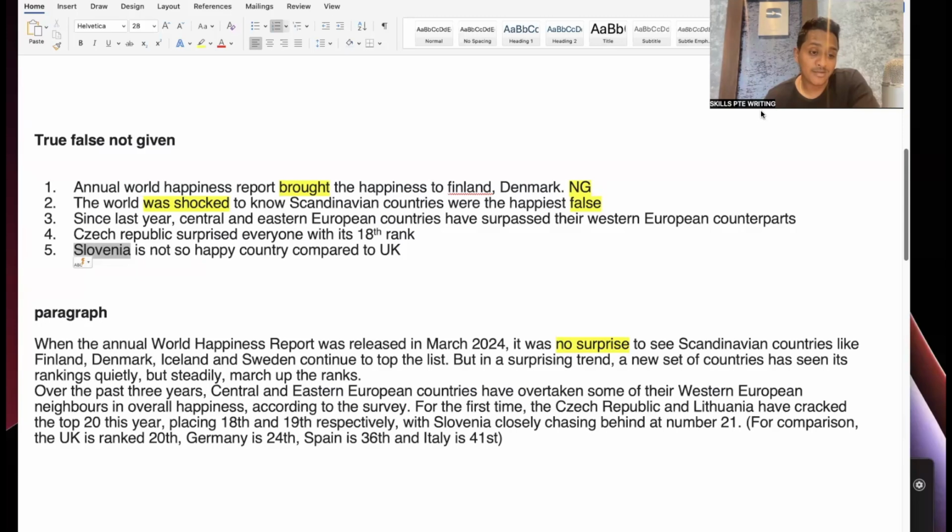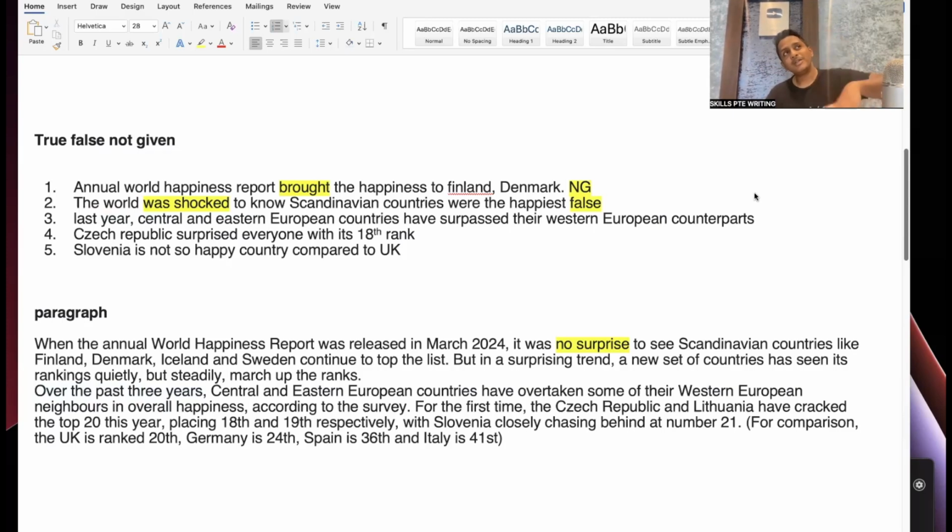Kavita says true. Since last year means only last year. If the word "since" was not there, then it could be true. Over the past 3 years, 2023, 2022, 2021. If you say last year, this has surpassed the Western European countries in terms of happiness. Last year was true, previous to last year was also true, previous to previous last year was also true. If you say last year, it is true, but you told since last year means only from last year.